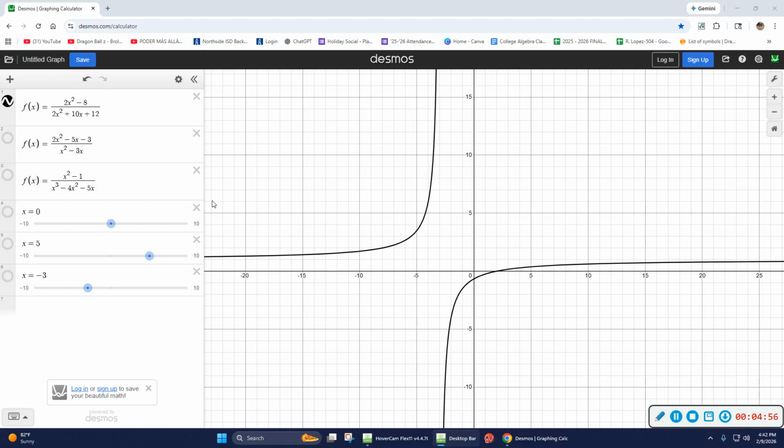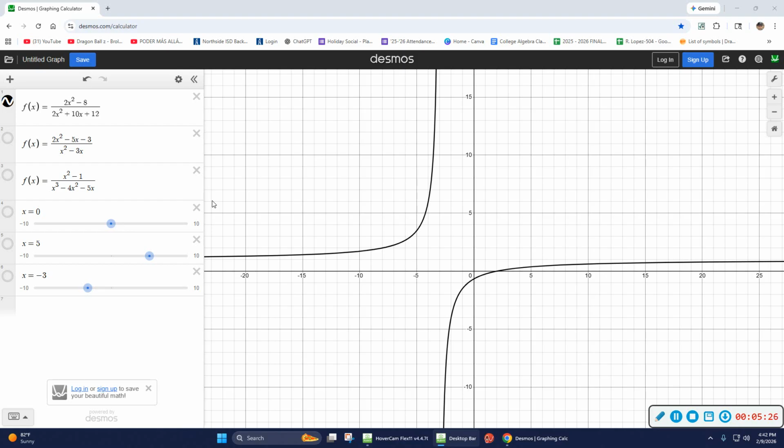Now, if I plug 0 up here, since it's not simplified, I'm going to have to do a little bit more work, but it'll still work out. I get 2 times 0 squared minus 8 divided by 2 times 0 squared plus 10 times 0 plus 12. I just have to simplify some more, do PEMDAS a little bit more. 0 squared is 0. 0 times 2 is 0, which gives me just negative 8.